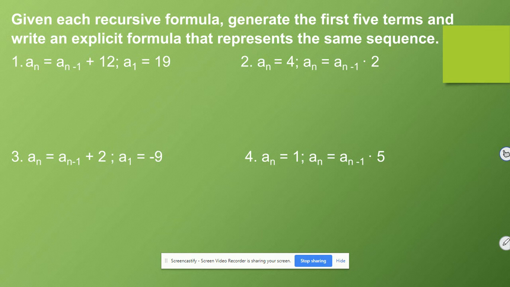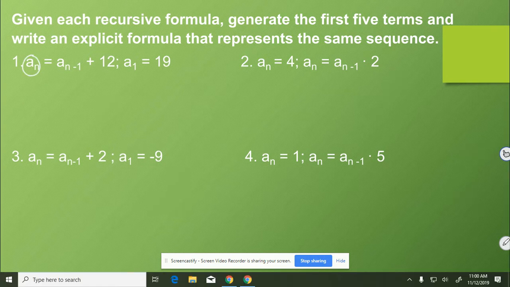I think on your notes, your original term might be labeled A of 1. Change that to A of n as we're working, as seen in the video. All right, so first one we have A of n equals A of n minus 1 plus 12, which is telling us the previous term plus 12, which means this is arithmetic because it's an adding sequence. And it tells us that the first term is 19. So starting with the first term being 19, we need to add 12 repetitively to get the next couple terms.